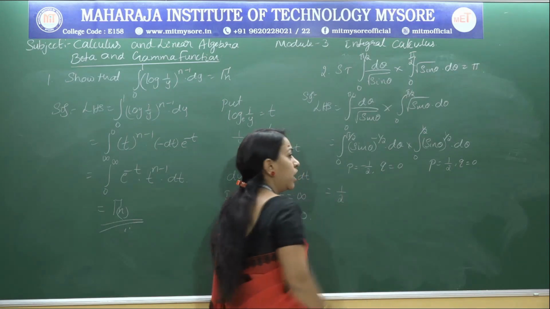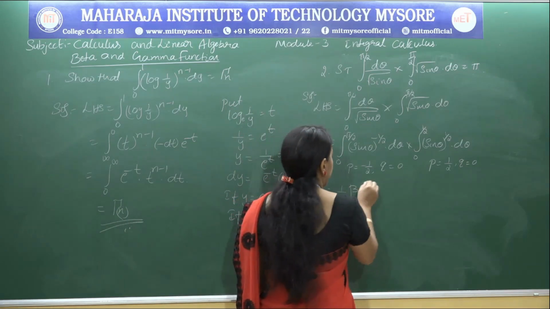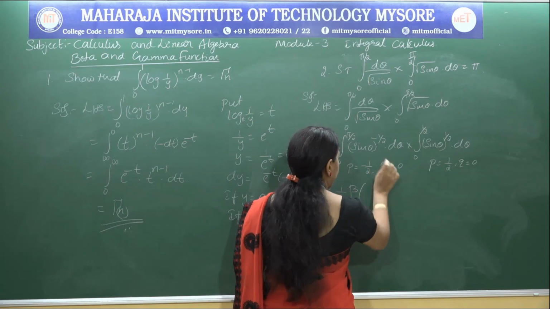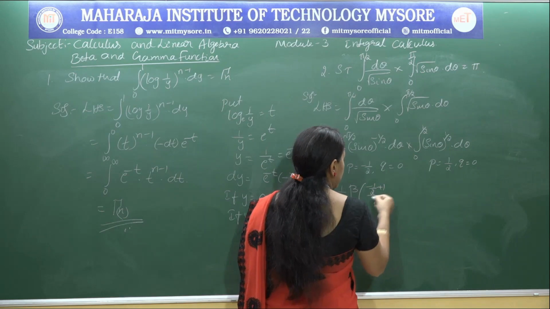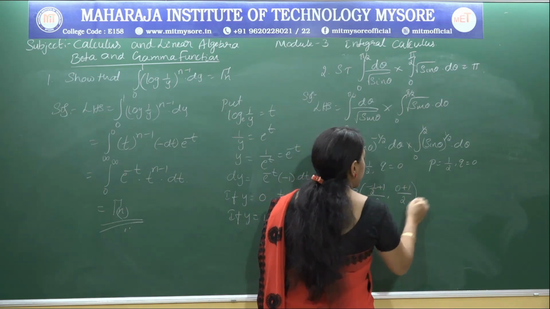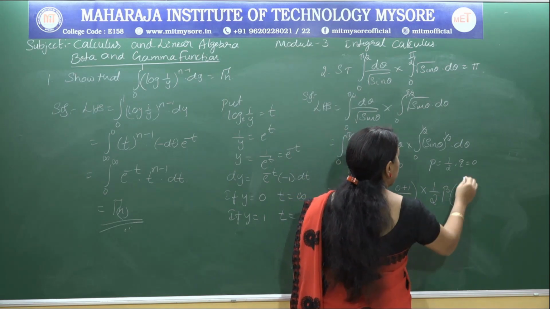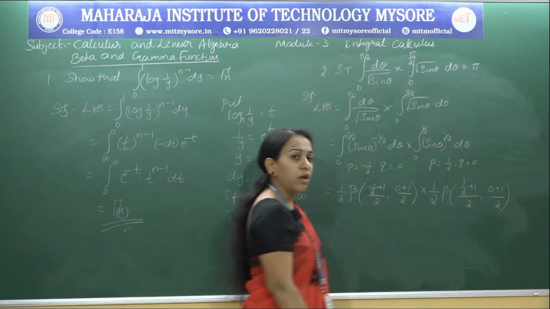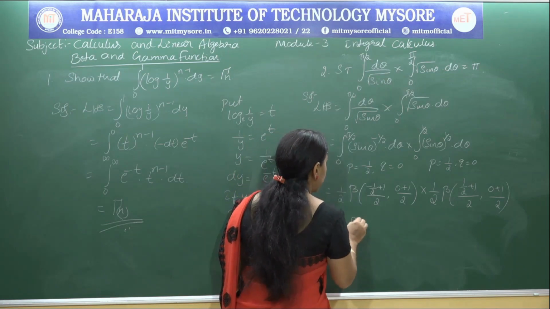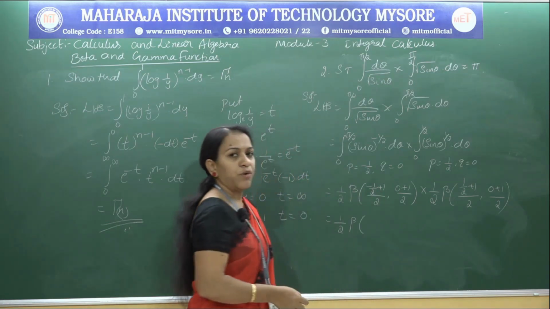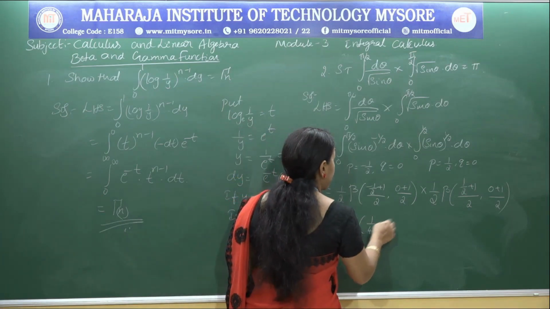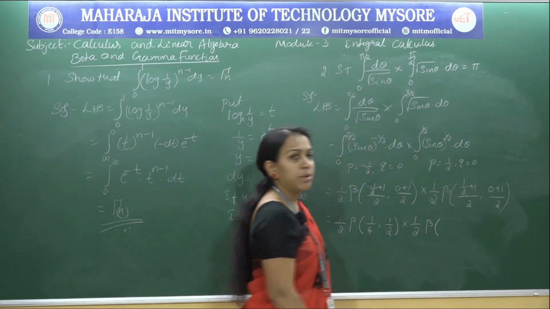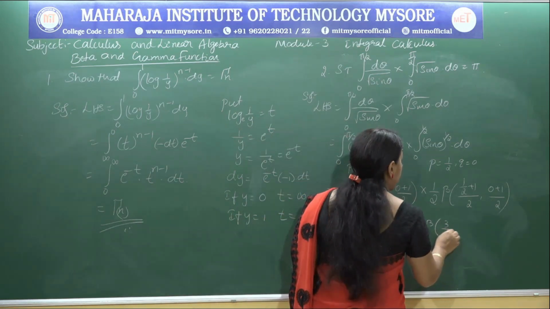Therefore, of course, I should have a 2 multiple. If I don't have 2, then we have to divide by 2, so 1 by 2 times beta of (p plus 1) by 2, that is p value minus 1 by 2 plus 1 by 2, comma q value 0 plus 1 by 2, into 1 by 2 times beta of 1 by 2 plus 1 by 2, comma 0 plus 1 by 2. Now simplify this so that 1 by 2 into beta of minus 1 by 2 plus 1, which will be 1 by 2, by 2 will be 1 by 4, comma 1 by 2, into 1 by 2 times beta of 1 by 2 plus 1 will be 3 by 2, by 2 will be 3 by 4, comma 1 by 2.